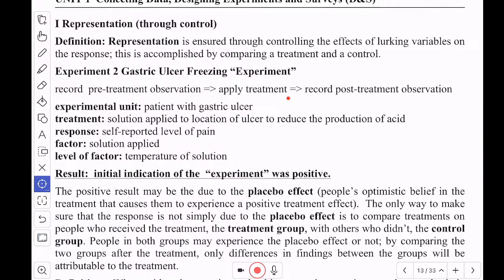Once the treatment was administered, the tube would be removed, and the patient would be put into another room where they would have some time to rest, recover, and then after some time, they would be administered the survey again, asked about their level of pain or discomfort, and some other exit questions.